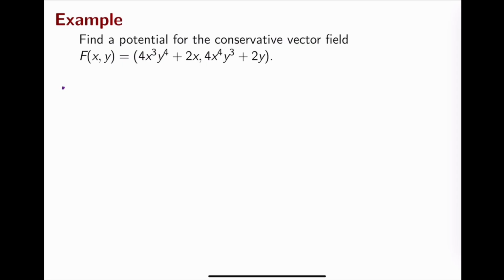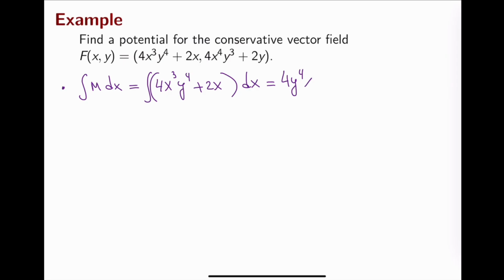We are going to integrate m with respect to x. In this case, this is the integral of the first component. To integrate this, remember that we are considering y as a constant. So the integration of the first term will be 4y to the 4. This is a constant, so it goes out, and we integrate just x cubed. That is going to be x to the 4th power over 4.